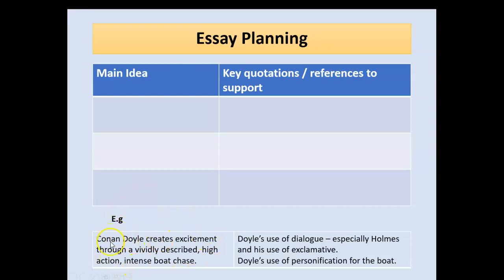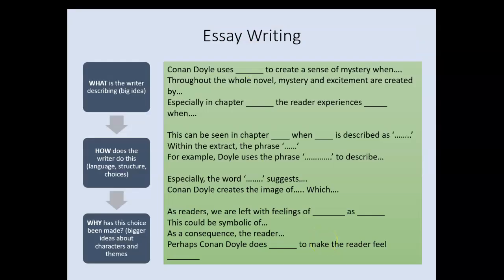So one of my main ideas might be about the way Conan Doyle creates excitement by the way he vividly describes the intense boat chase in chapter 10. And I might focus on the dialogue and the way the boat is personified, because when we're discussing the text, we have to be able to discuss Conan Doyle's methods and how he conveys his ideas. And lastly, I've got a little writing frame here that you could use, and this follows the what, how, why structure that we've practiced lots in lessons.